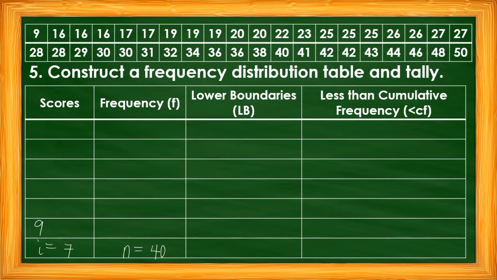Okay. And then, mag-count ngayon tayo ng 7 kasi yung class interval natin is 7. So, 9, 10, 11, 12, 13, 14, 15. So, ibig sabihin yung una nating class, yung lower class natin, 9 to 15 siya. So, kung bibilangan natin ng interval, that is 7. Now, paano yung mabilis na way para ma-determine natin yung lahat ng classes natin?